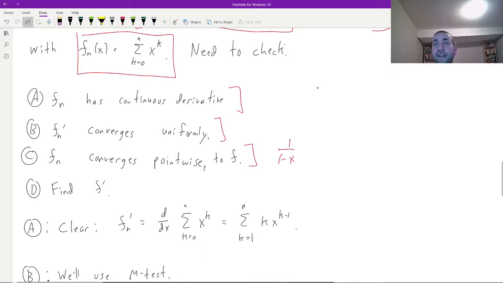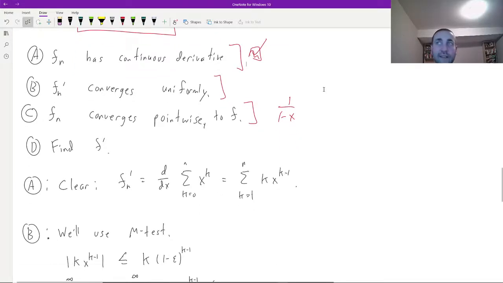We want to check that fn has continuous derivatives. Well, we can just write that down, right? It's a sum of polynomial terms. That is, it's a polynomial itself. So certainly we know that polynomials have derivatives. So A, check. That one was fairly easy.